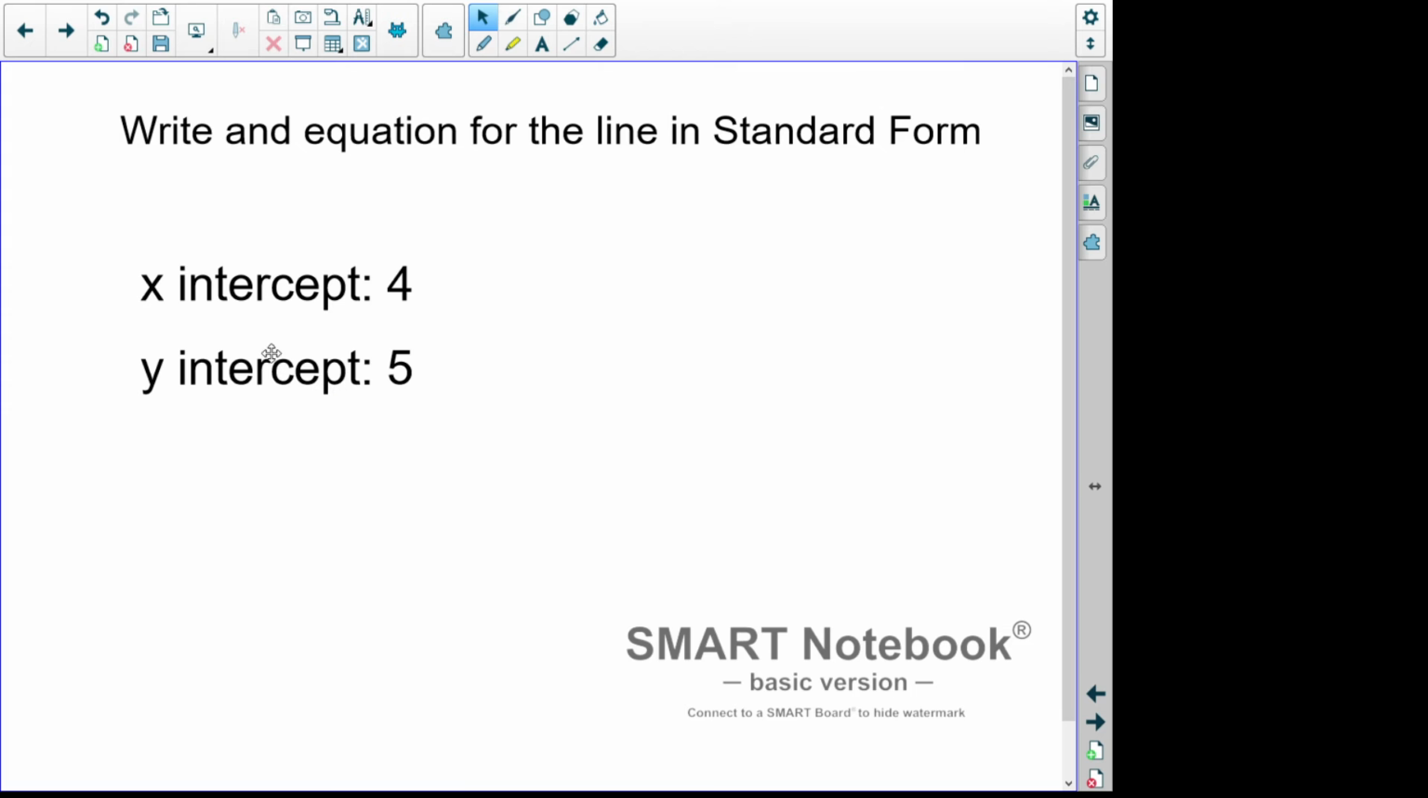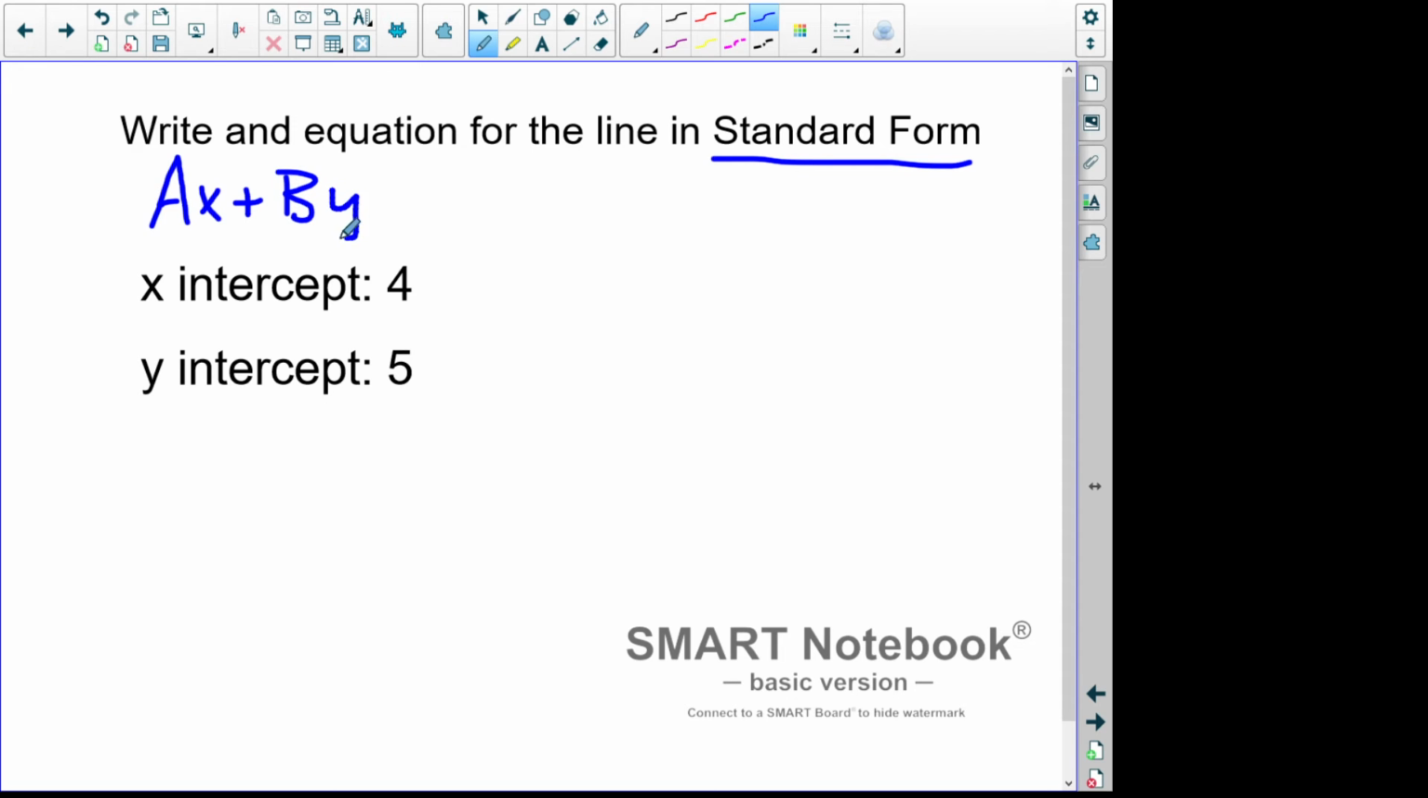And then our last example here, notice they're telling us to put it in standard form. So remember that standard form is ax plus by equals c. And remember the limitations on this notation: a, b, and c all have to be integers. So no fractions, no decimals, no square roots, no anything like that. If we have any of those, we have to get rid of those somehow. So a, b, and c have to be integers.